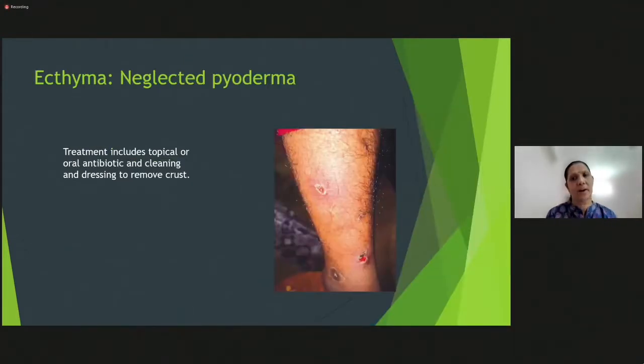Now, any of the pyodermas which I told you about, impetigo contagiosa or bullosa or folliculitis, if they are not treated early enough, they can leave scabs like this, which are called ecthyma. If they are in the healing stage, they may not require any treatment except cleaning and dressing.